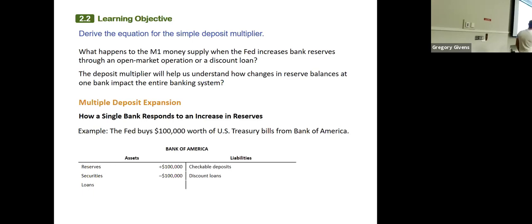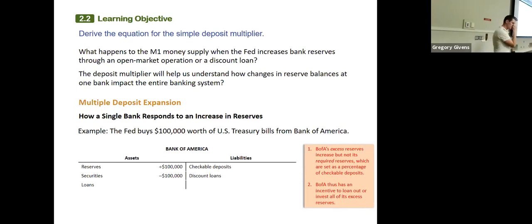And so Bank of America's securities holdings are going to fall by 100,000, but their reserve balances will rise by 100,000. The Fed will instantly credit their reserve account by the value of those bonds, okay? So there's no net change in the asset position of Bank of America, which means there's no change in liabilities. All right.